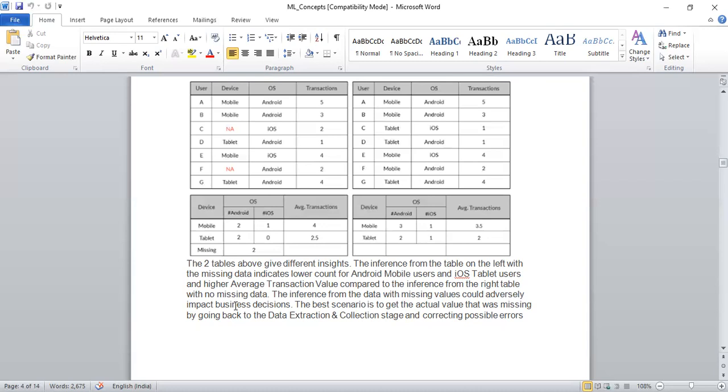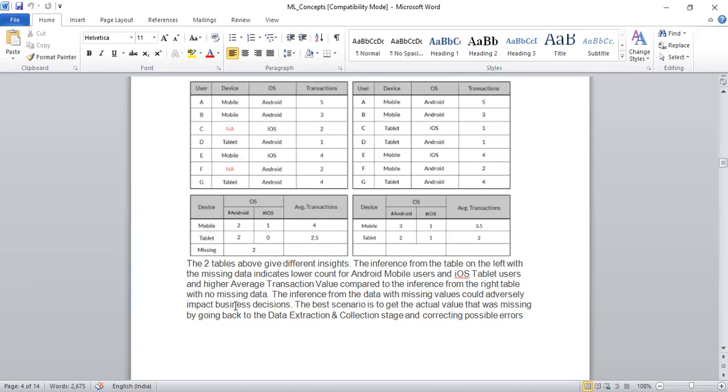Look at the C user. Okay, that is tablet iOS. Okay, so again 5 plus 3 plus 2, so that is your 10. Okay, is there any mobile Android? No, so 10 by 3. Okay, also mobile iOS needs to be checked. I have to consider mobile iOS because it is the average transactions for mobile device.